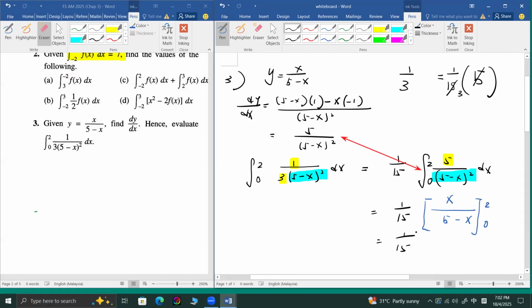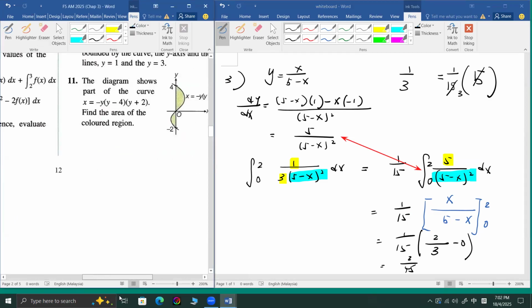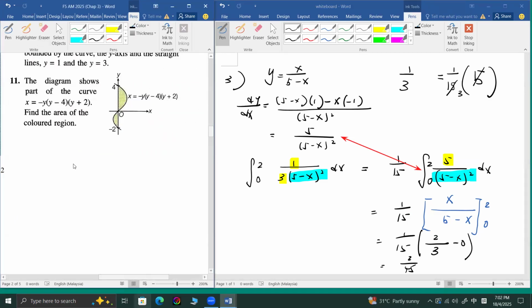So you do the same thing, just 1/15. And then just I say, this means what? When x is 2, 5 minus 2, 3, minus when x is 0. Okay, we just substitute, 2/45. Done. Yeah, 2/45, done. It's a bit like last week, right? It's just that these questions got extra the what? The limit there. Okay, we got the limit there.